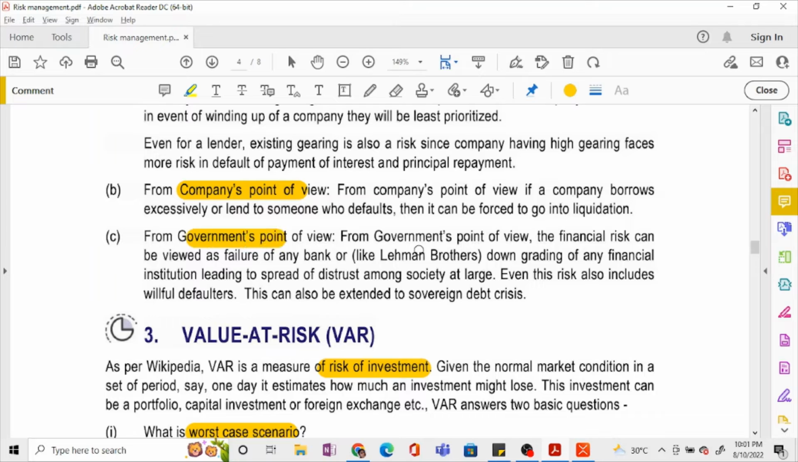From the government point of view, financial risk can be viewed as the failure of a bank or the downgrading of a financial institution. This will lead to a lack of confidence and minimize the confidence of investors, which will disrupt society at large. If a bank is liquidated because borrowers have not repaid, people will fear to invest in banks. That is treated as financial risk from the government's viewpoint.